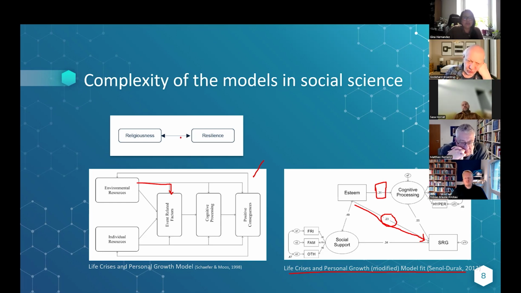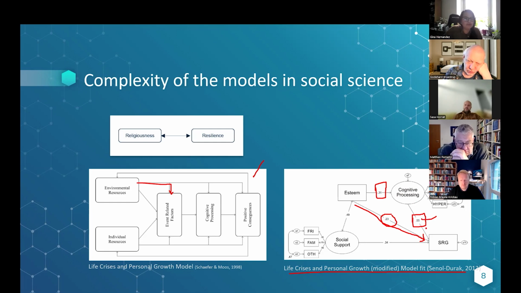So when you see something like this, you should be skeptical of the main findings of the paper, because they don't have the statistical analysis backing the kind of arguments that they are giving you. And one thing that is really interesting, you can see here that the relationship between cognitive processing and stress-related growth is actually high.